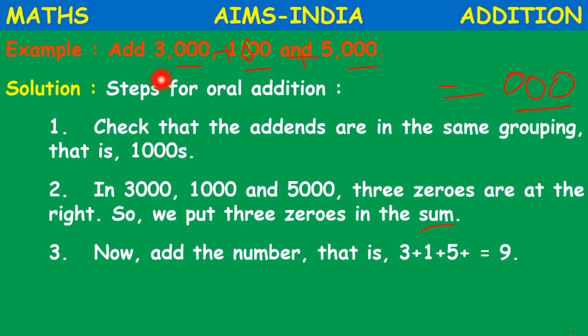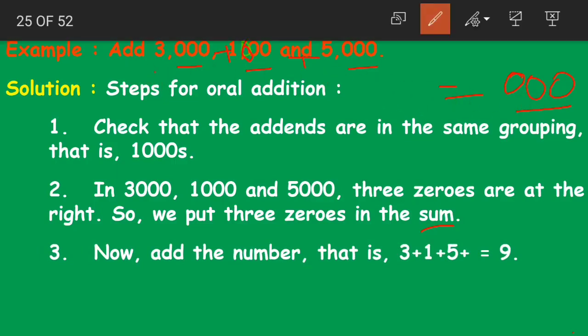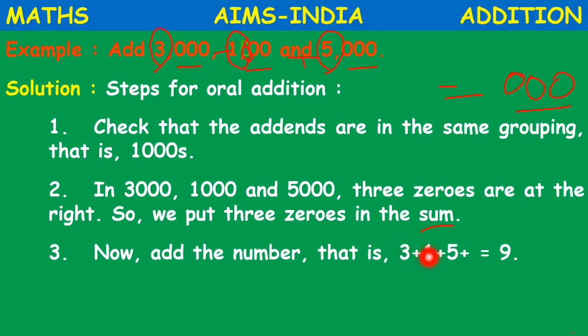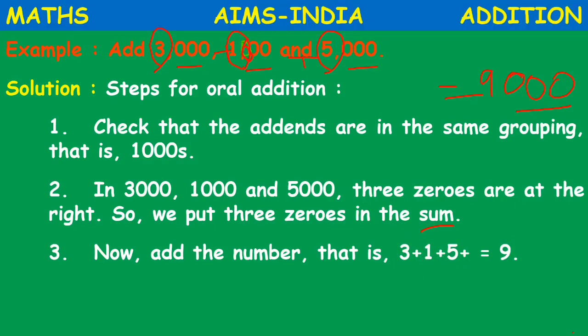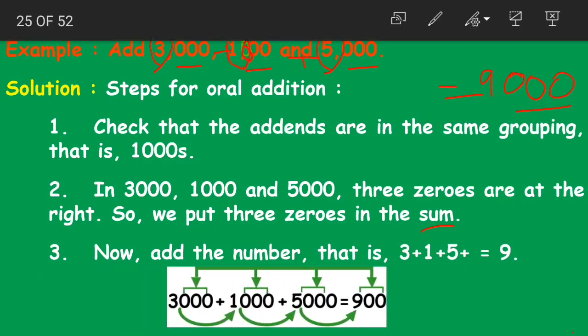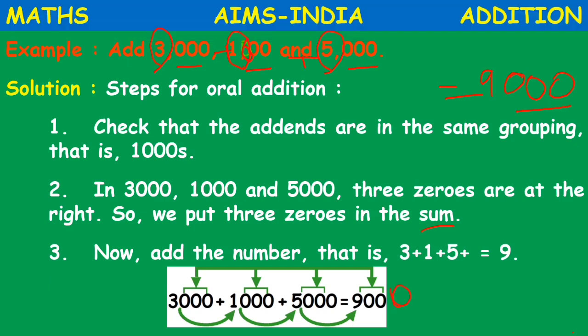Now add the numbers, that is, what numbers are remaining? 3, 1 and 5. So 3 plus 1 becomes 4, 4 plus 5 becomes 9. So we'll place this 9 in front of the zeros. The answer will be 9000.